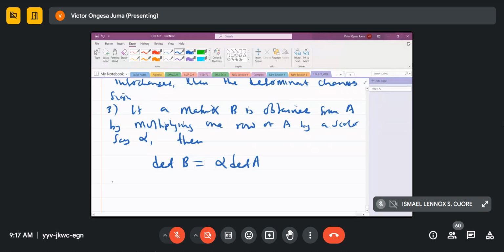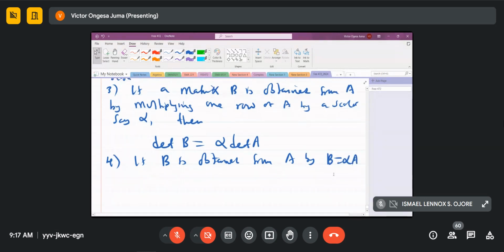Four, if B is obtained from A by multiplying the whole matrix A by a number, for example alpha, then the determinant of B is the same as alpha to the power n times the determinant of A, where A is of order n by n. So if you multiply the whole matrix by that number alpha, the determinant of B will be alpha to the power n, where n is the number of rows of A.